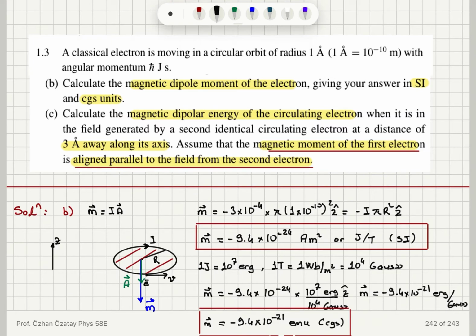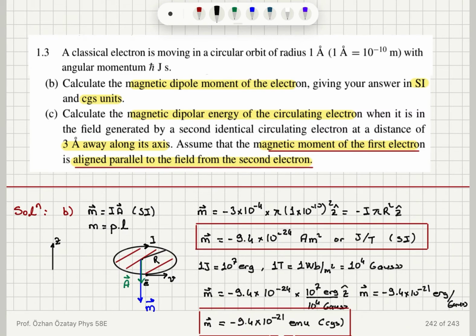so for the electron that we discussed in the previous problem, that is moving in a circle with constant angular momentum h bar joule seconds and radius 1 angstrom, we calculate the magnetic dipole moment of the electron in SI and in CGS. Magnetic dipole moment in SI is given as current times the area. The magnetic dipole moment in CGS is pole strength times the distance between the poles.